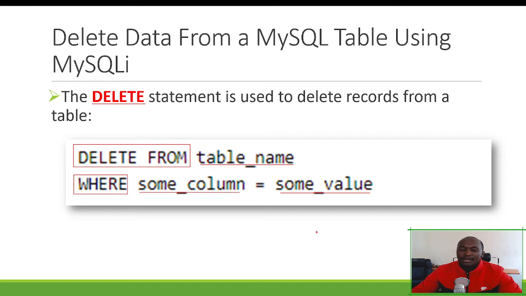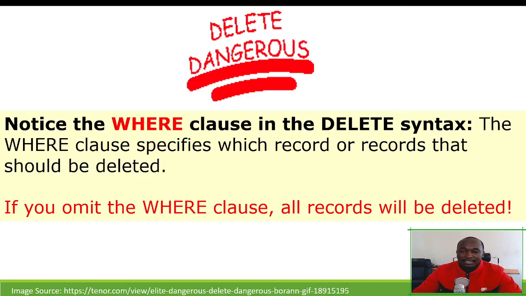It has to be some unique value. Otherwise, if you don't use some unique value, for example, you say first name is equal to Kelvin, then all the Kelvins are going to be deleted. It's dangerous. Now, please remember the WHERE clause in the DELETE syntax specifies which record or records should be deleted. If you omit the WHERE clause, then all records are going to be deleted.